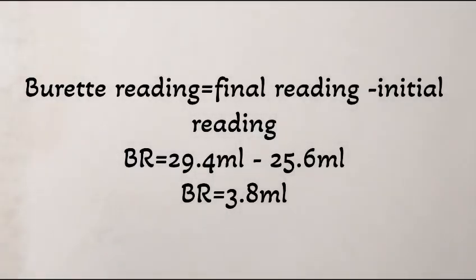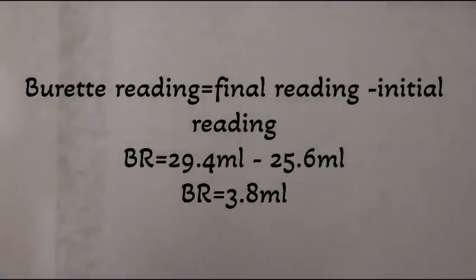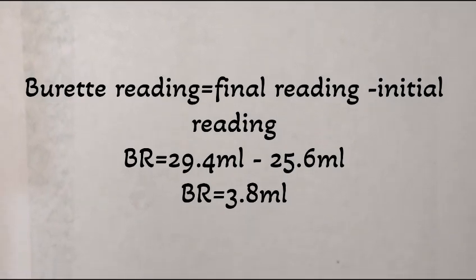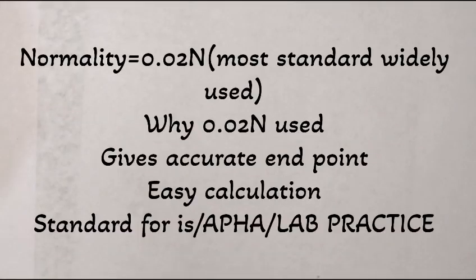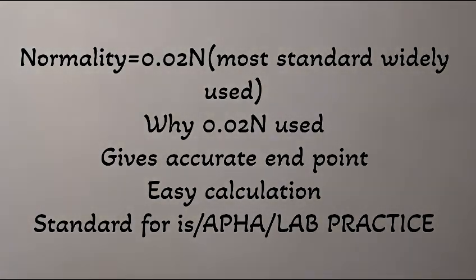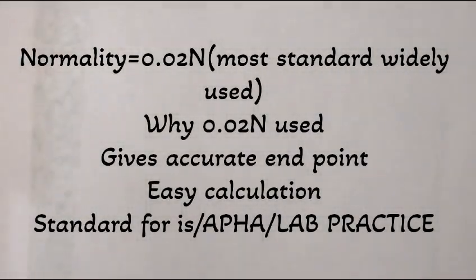Burette reading is equal to final reading minus initial reading. Burette reading: 29.4 ml minus 25.6 ml, 3.8 ml. Normality 0.02 N is the most standard and widely used. Why is 0.02 N used? It gives an accurate endpoint, easy calculation, and is standard for ease of lab practice.